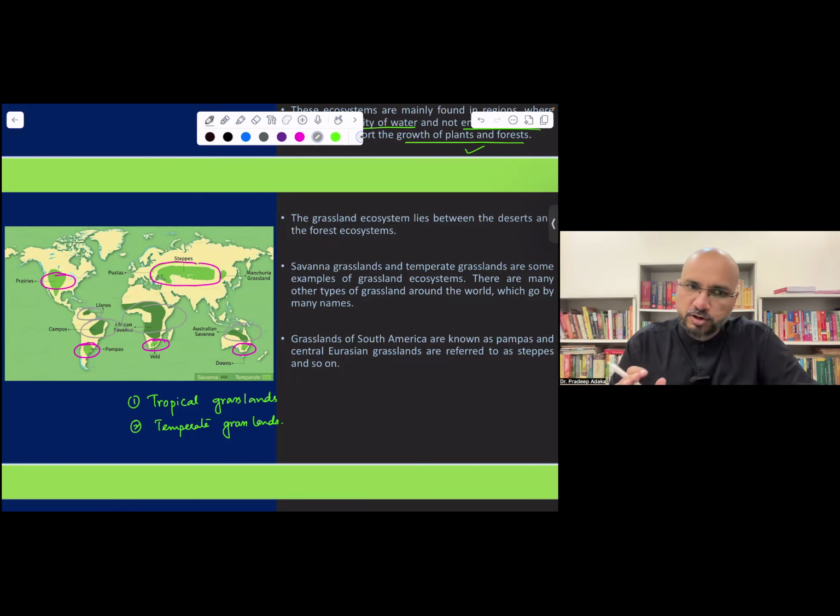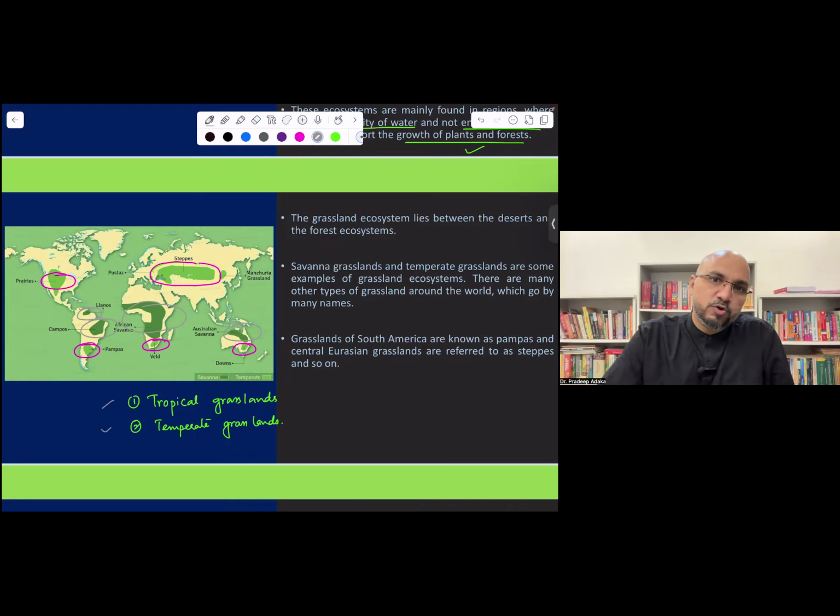So you have temperate and tropical grassland. Obviously, temperate grasslands are found in the higher latitudes. Tropical grasslands are found in the tropical regions, as the name suggests. Okay, so we'll cover these two. First, we are covering savanna. Tropical grasslands are called savanna.